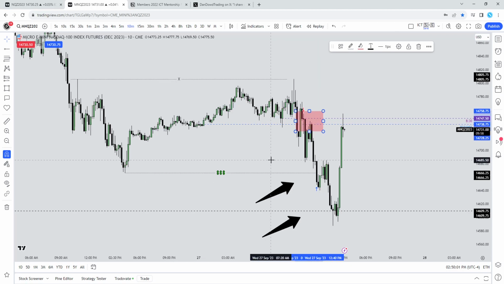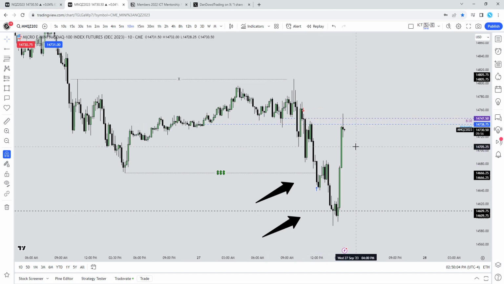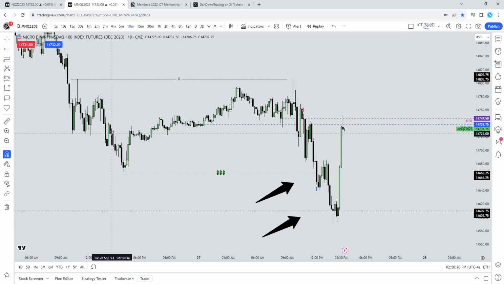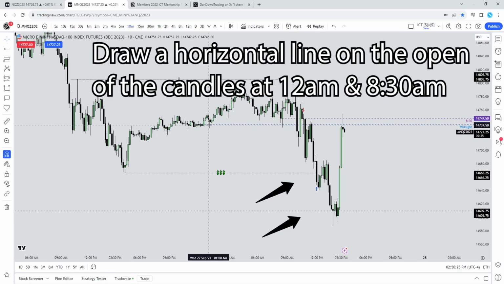Now, the specific signature that we're going to be looking for is we're marking out 2 key times of the day, and then we're looking for price to do something as well. So we're considering time and price here. What you want to do is go to the left-hand toolbar, click on the second one down, the trend line tools, and go to the horizontal ray. You want to put your chart on New York time, and you want to mark out 12 a.m. New York time, and then also 8:30 a.m. New York time.